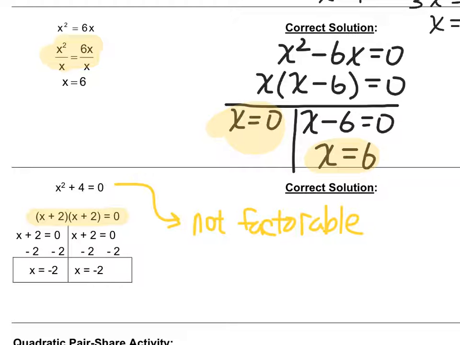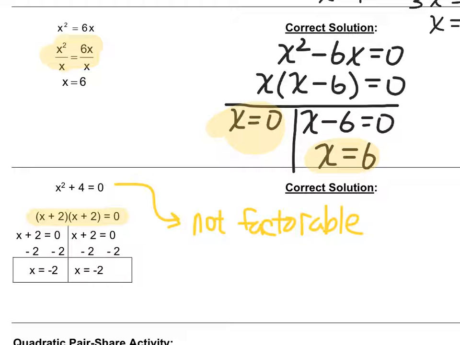A sum of two squares is not factorable. A difference of perfect squares, the same expression but with a minus sign, is factorable. But if it has a plus sign in the middle, it's not factorable. So if you try to factor it, game over. You're not going to get a solution.